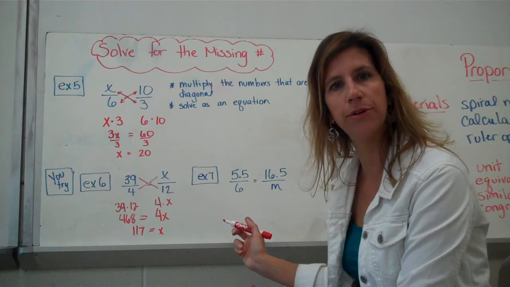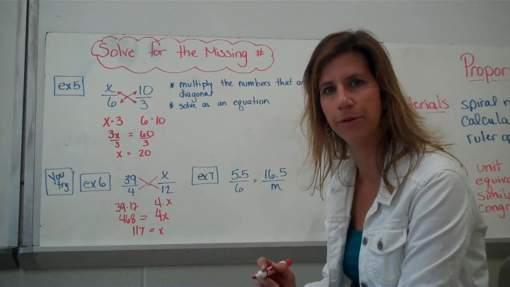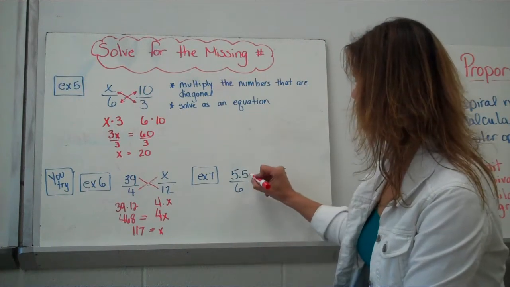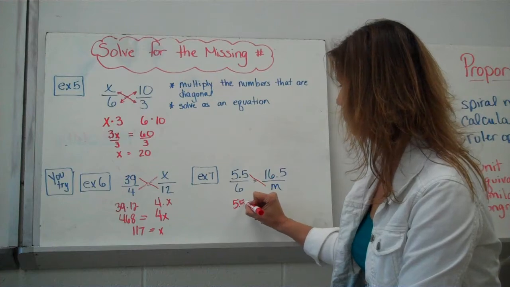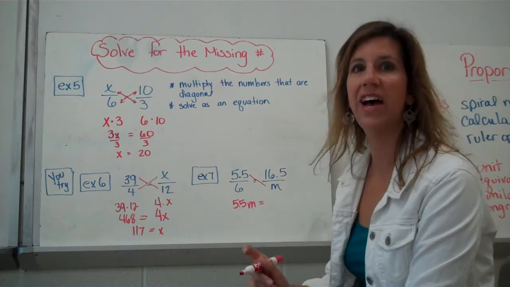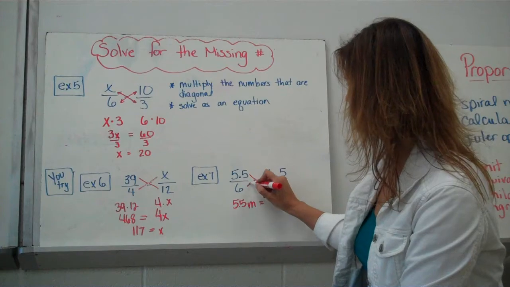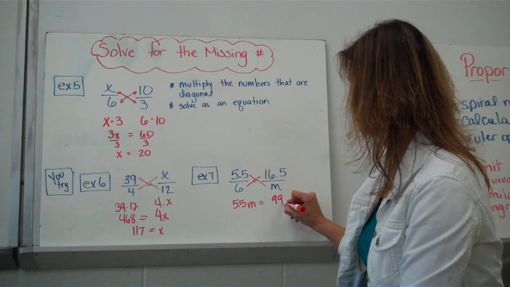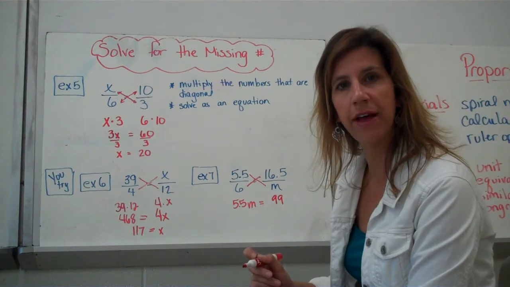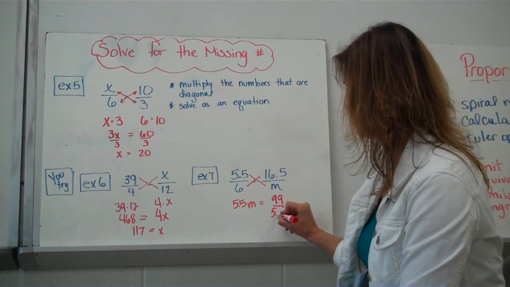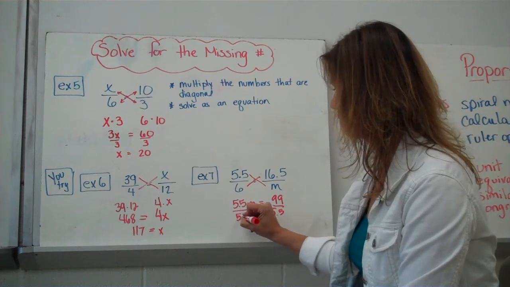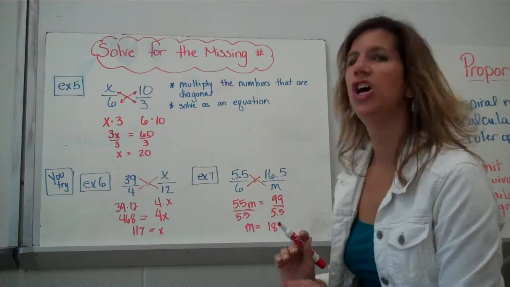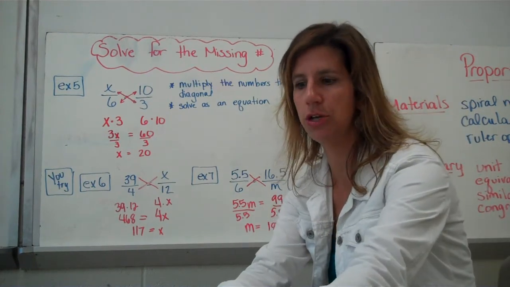All right, if you haven't tried this one on your own yet, pause the video and give it a shot, all on your own. Otherwise, I'm going to go ahead and go over number 7. These two go together. 5.5 times m is 5.5m. And 6 times 16.5 is 99. The opposite of timesing by 5.5 is dividing by 5.5. And the m would equal 18. Don't be afraid of those decimals. You solve them just like you would whole numbers.